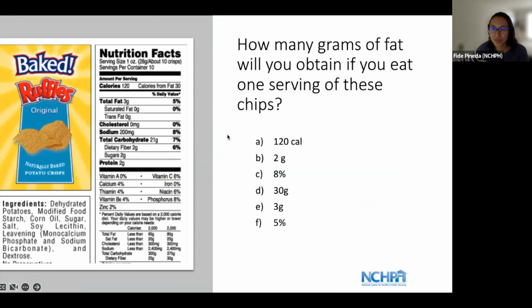So next we're gonna do a very brief activity. I'm gonna post these poll questions, and if you can just provide your response. We're just gonna practice how to read a nutrition label based on the image that we see in the front on this slide. So for the first question, how many grams of fat will you obtain if you eat 1 serving of these chips?